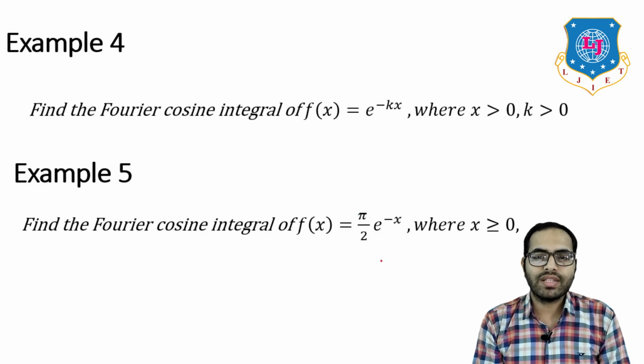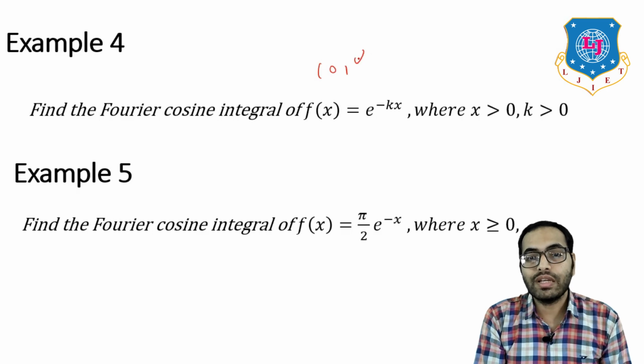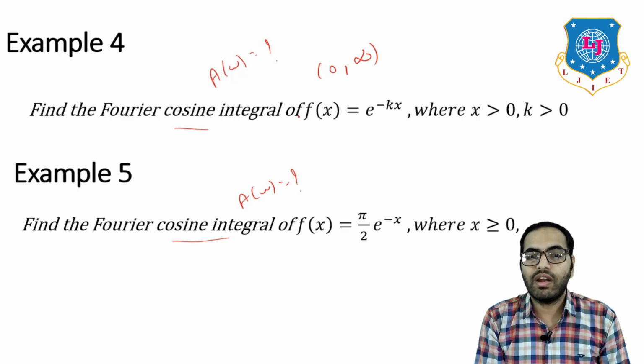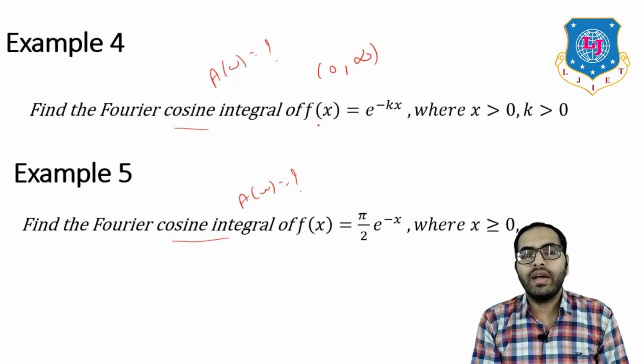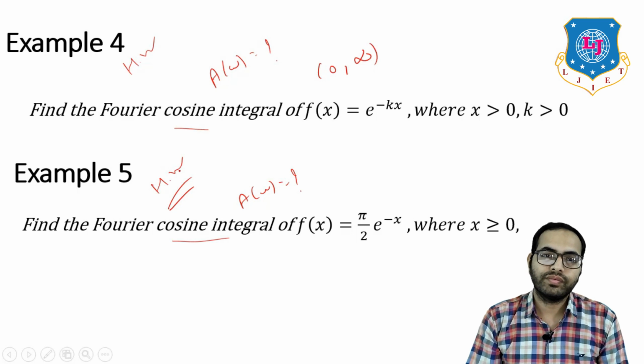See, in both the examples, our interval is 0 to infinity, and both cases have a cosine integral. So we just find the values of a omega. In both examples we just find the values of a omega and substitute them in our Fourier cosine integral formula. You can try both of these examples as homework.